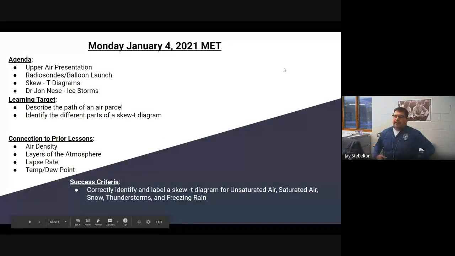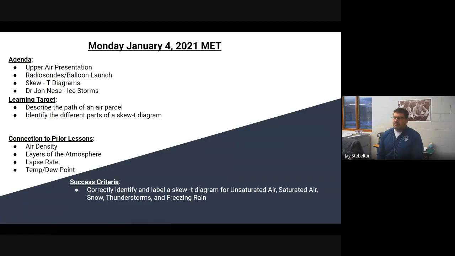Okay, so here's the agenda for today. We're going to do a lecture on upper air, and then they'll talk a little bit about balloon launches and how they collect that data. And then really the main part of this is you guys understanding the different Skew T diagrams. And I'll show you a couple. And then I'll show you all.